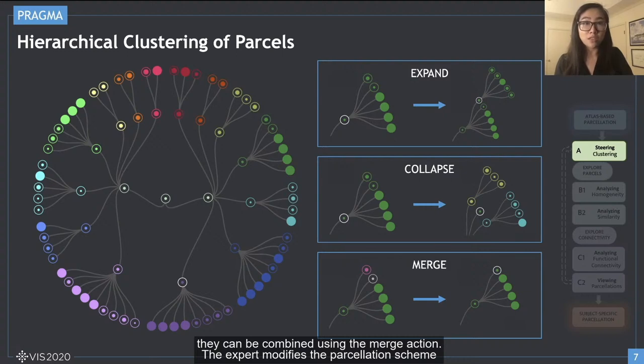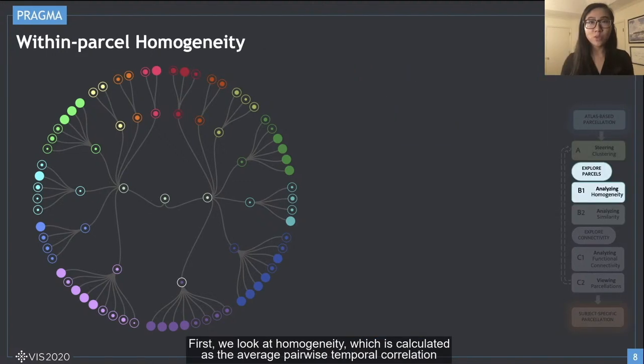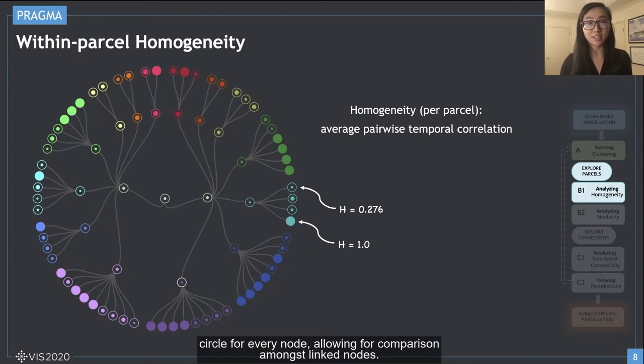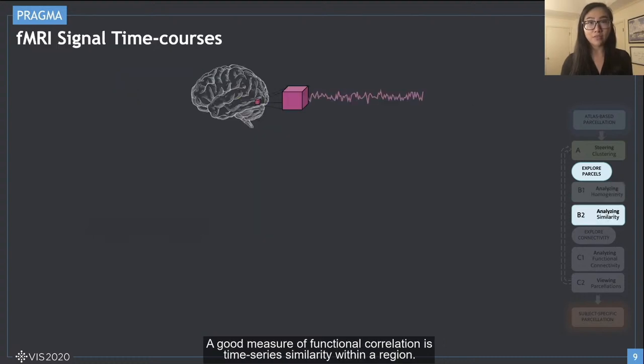The expert modifies the parcellation scheme with these 3 actions using information from the following set of supporting views. First, we look at homogeneity, which is calculated as the average pairwise temporal correlation for each parcel. We encode homogeneity as the size of the inner circle for every node, allowing for comparisons amongst linked nodes. A good measure of functional correlation is time series similarity within a region. Since the time series signals represent neural activity change, if a region is functionally homogeneous, the time series signals from this region should be similar.